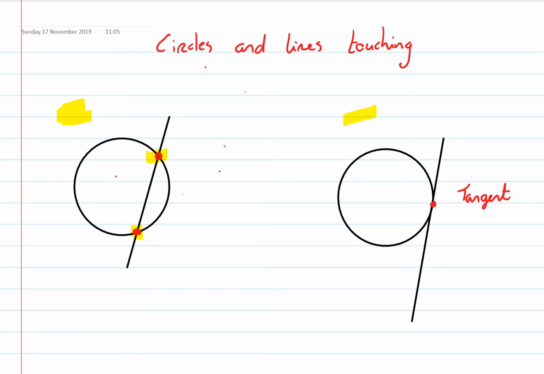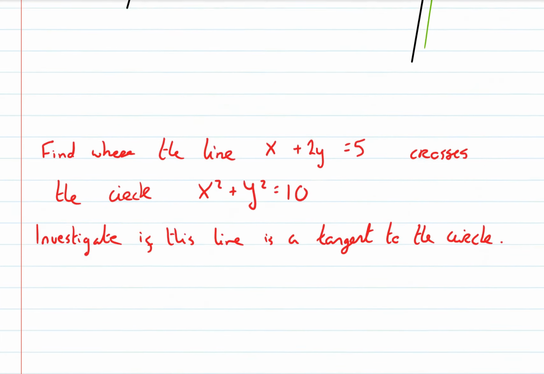If we look at this one over here though, we have a circle and a line, but it just crosses it in one place. And if a line crosses a circle in just one place, we call that line a tangent to the circle. Also, if I were to join that point where it crosses back to the center of the circle, it makes a 90-degree angle with the tangent. So that line there makes a 90-degree angle with this line here.